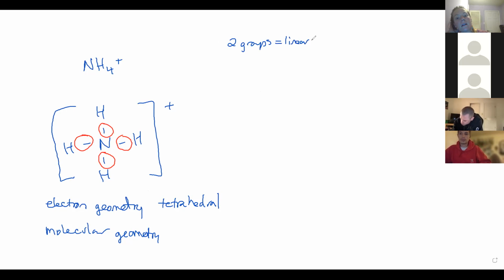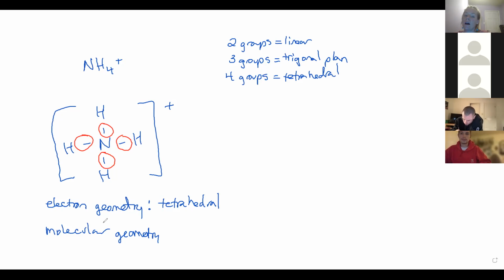is linear. 3 groups is trigonal planar. 4 groups is tetrahedral. Okay, so the electron geometry for this thing is tetrahedral. The molecular geometry is what are the atoms doing? Well, every one of our electron groups is attached to an atom. So the atoms are going to exactly parallel what the electron groups are doing. So the molecular geometry is also going to be tetrahedral.